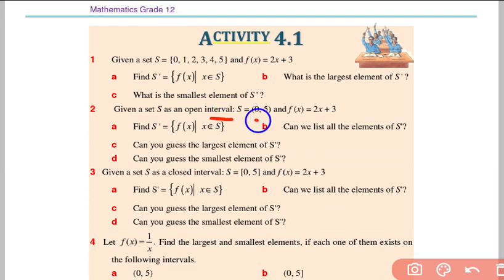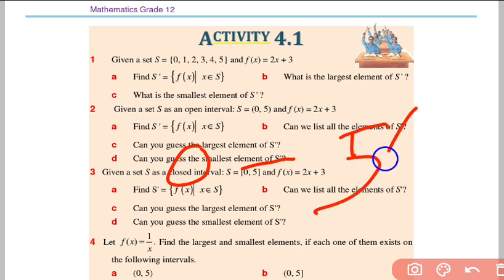Open interval, 0 to 5. This goes away forever. It doesn't include 5 and it doesn't include 0. So 0 is not included, and 5 is not included.